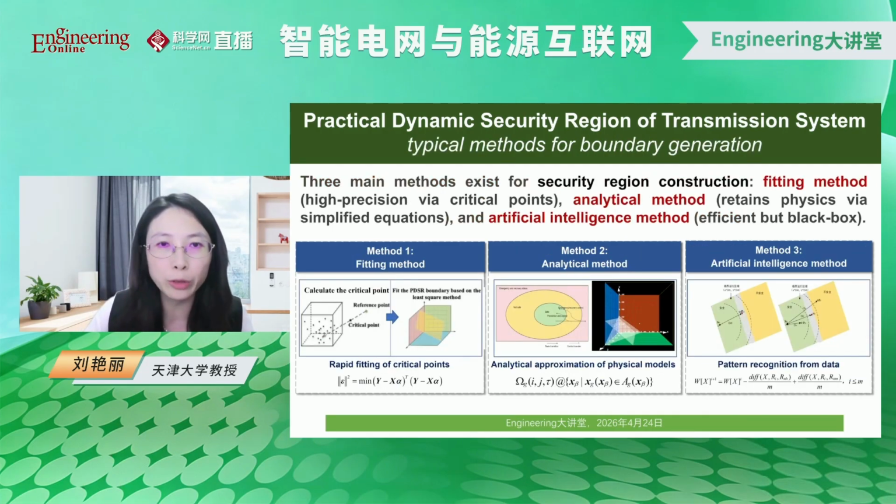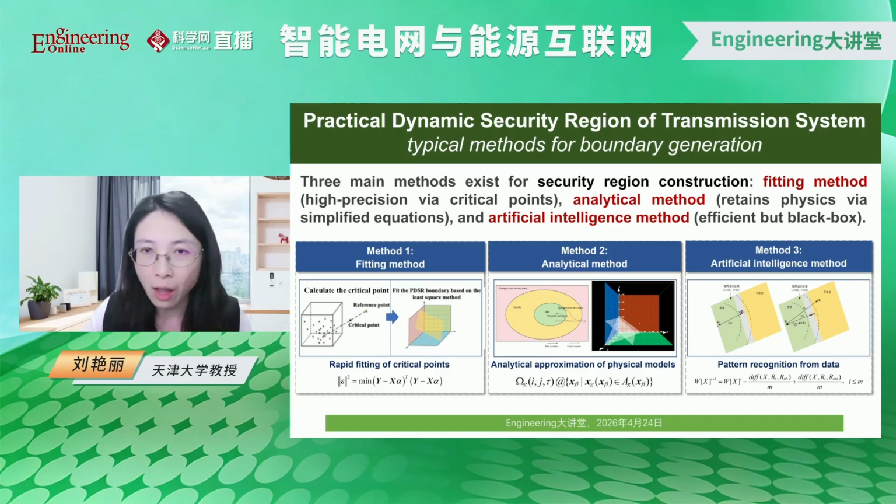So let's move to the second part. We know what is practical dynamic security region, and now how can we obtain a faster generation of the boundary? Actually, there are three main existing methods for this: fitting method, analytical method, and artificial intelligence and data-driven method. I can show them one by one.